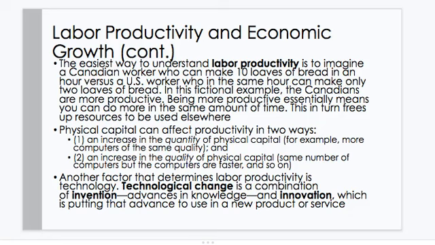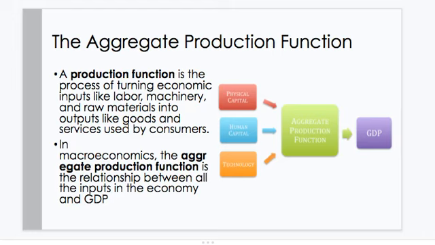Physical capital can affect productivity in 2 ways. 1, an increase in the quantity of physical capital, for example, more computers, and 2, an increase in the quality of physical capital. So, same number of computers, but they're faster. Another factor that determines labor productivity is technology. Technological change is a combination of invention, advances in knowledge, and innovation, which is putting that advance to use in a new product or service. Here we can look at the production function where you take these inputs, physical capital, human capital, technology. There's the production function and how it turns into GDP.